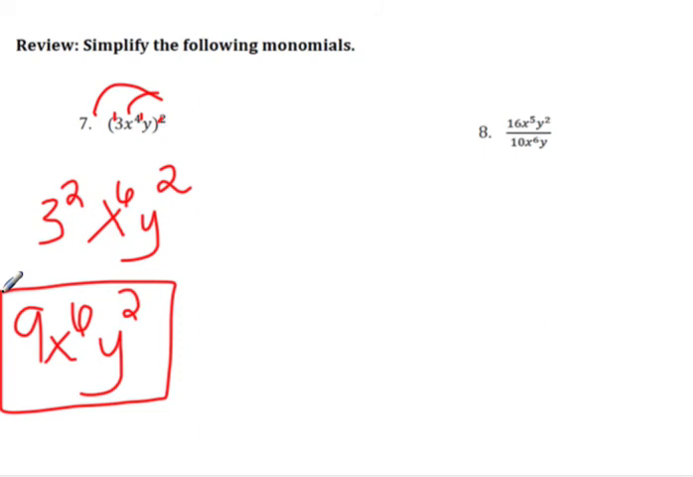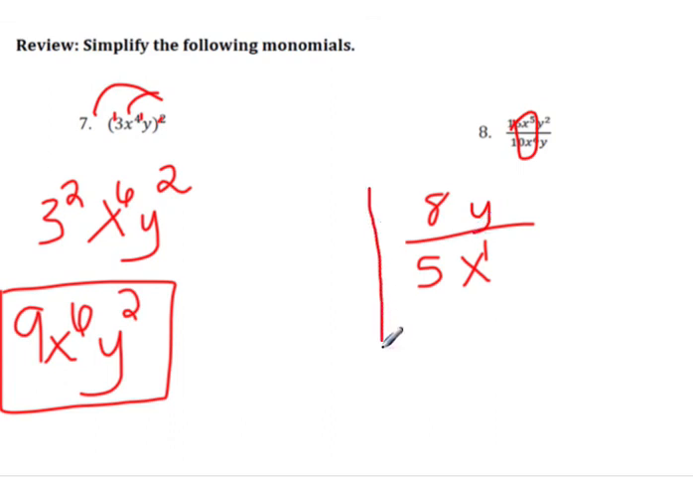Taking a look at number 8, the first thing I want to do is reduce 16 and 10. What divides 16 and 10? Well, that's going to be 2. When I divide them both by 2, I get 8 over 5. Here I have x to the 5th divided by x to the 6th. When you divide out those exponents, you subtract the exponents and end up getting x to the 1st. Now I notice that the larger amount of x's is on the bottom, so x to the 1st is going to go on the bottom. Then I have y squared divided by y to the 1st, and that's just going to give me y. So this right here is my final answer for number 8.